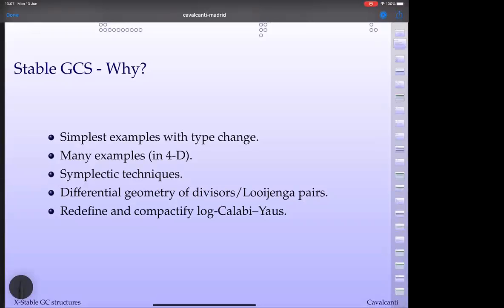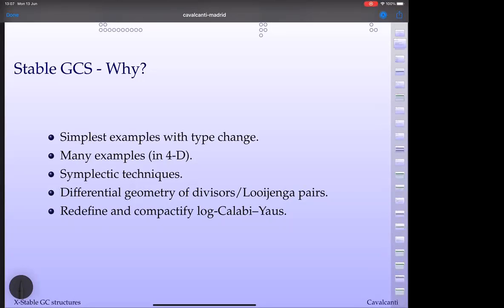One thing that we realized more and more as time went on is that you can use symplectic techniques to study these manifolds. While the general case is holomorphic Poisson, and as Marco was saying, holomorphic Poisson structures are a little tricky because there are too many conditions on them, and it's difficult to really get your hands on them, these ones are very simple. So you can use symplectic techniques to understand them.